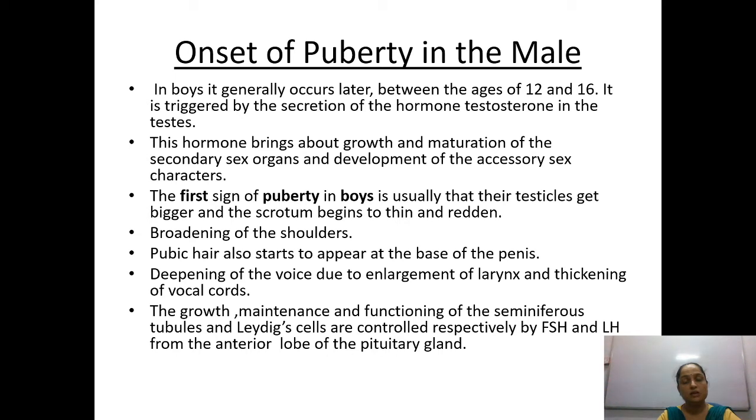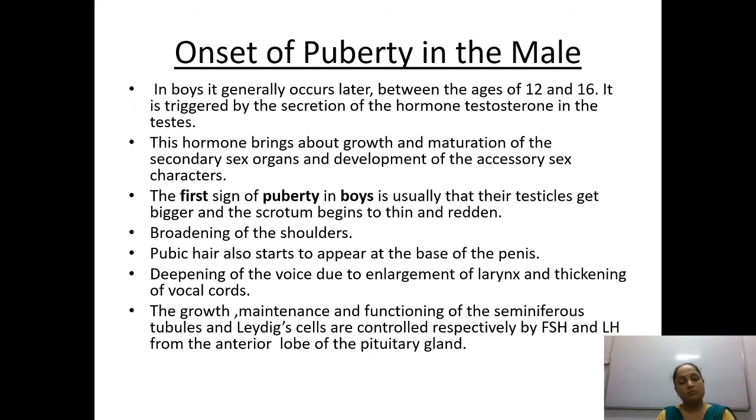तो ये trigger कब होता है? जब testosterone का formation मेल्स में चालू होता है. Okay, this hormone brings about growth and maturation of the secondary sex organ. Because of the effect of this hormone, the secondary sex organs develop, and the development of the accessory sex characters are there. The first sign of puberty in boys is usually that their testicles get bigger and the scrotum begins to thin and redden.